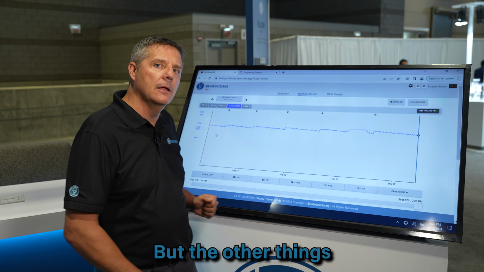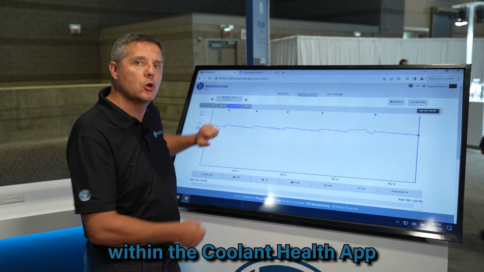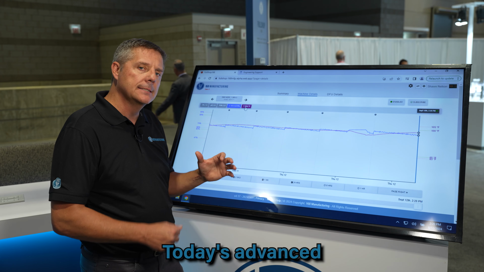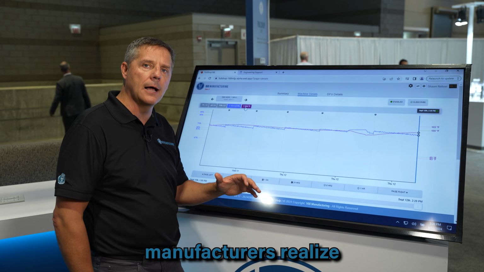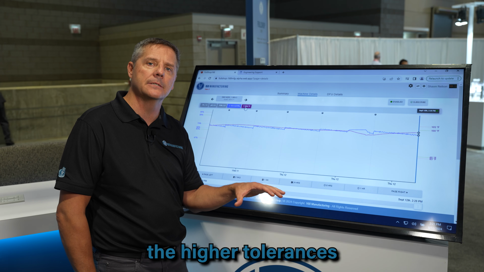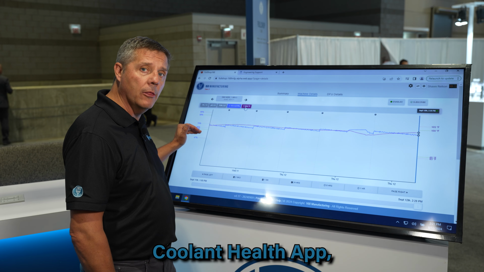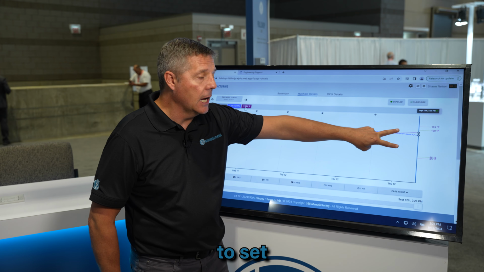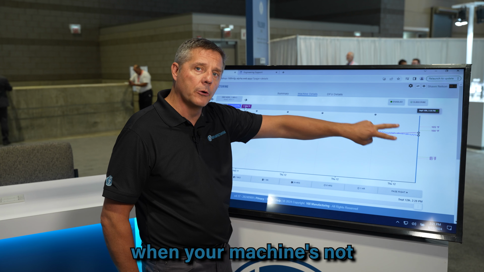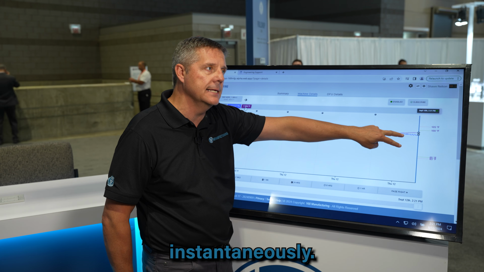But the other things that the SVI does for data within the Coolant Health app is it allows you to look at your temperature trend. Today's advanced manufacturers realize the more thermally stable their machines are, the higher tolerances they can machine at. So with the Coolant Health app, you're going to be able to set anomaly detection windows with real-time alerts. When your machine's not as stable as you want thermally, you're going to know instantaneously.